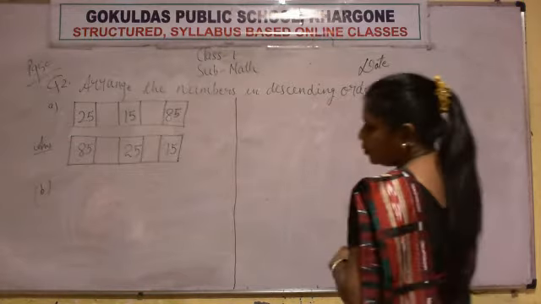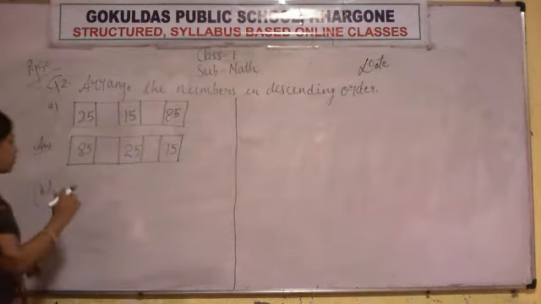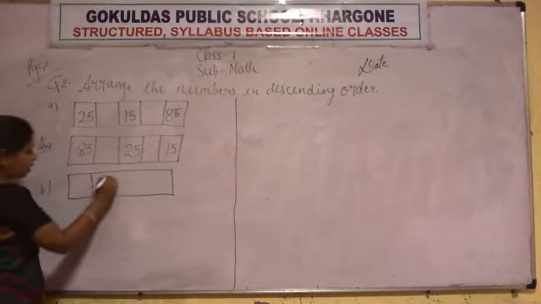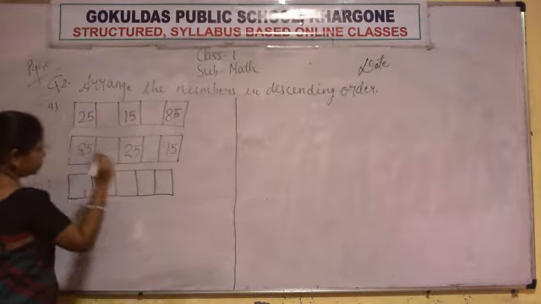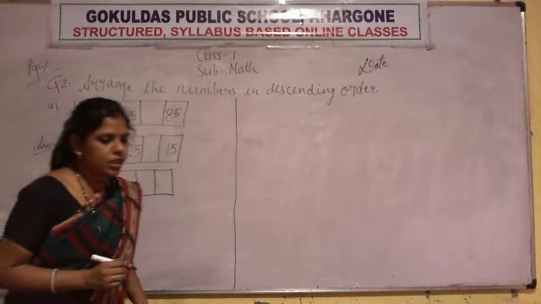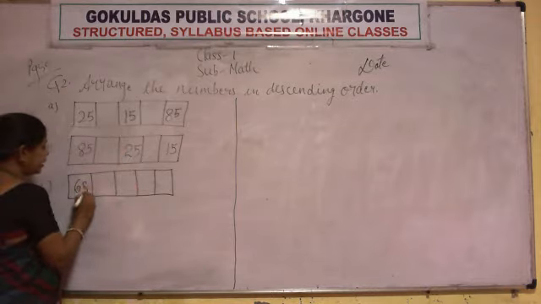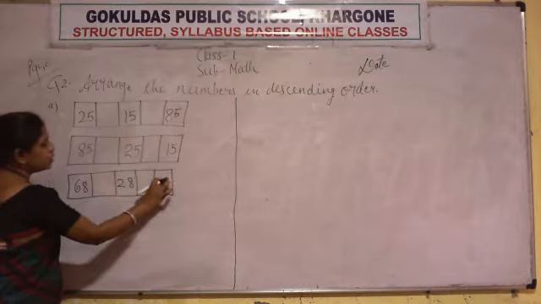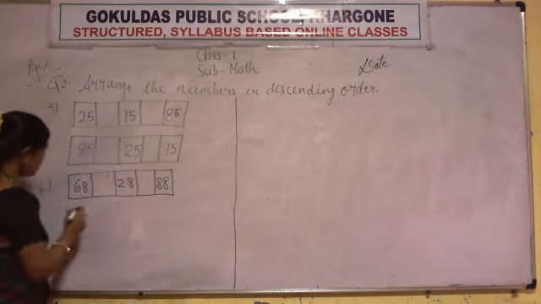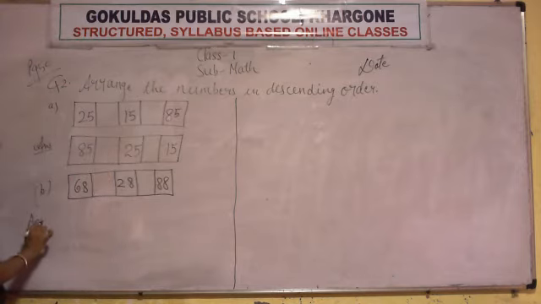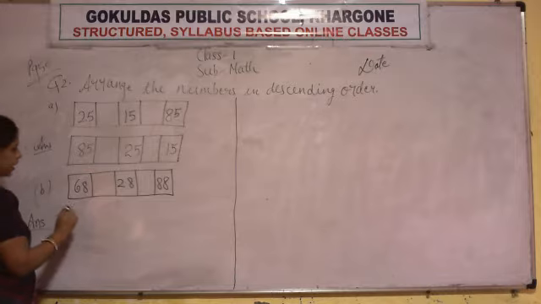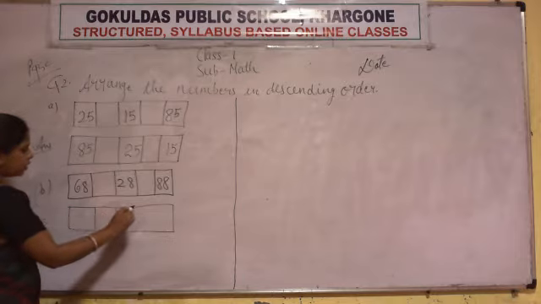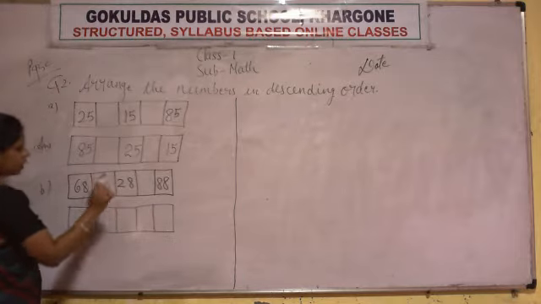Now the next question B. Leave one box here and then write question B, and the numbers that are given are 68, 28 and 88. What are the numbers? 68, 28 and 88. Now we have to arrange these numbers in descending order.